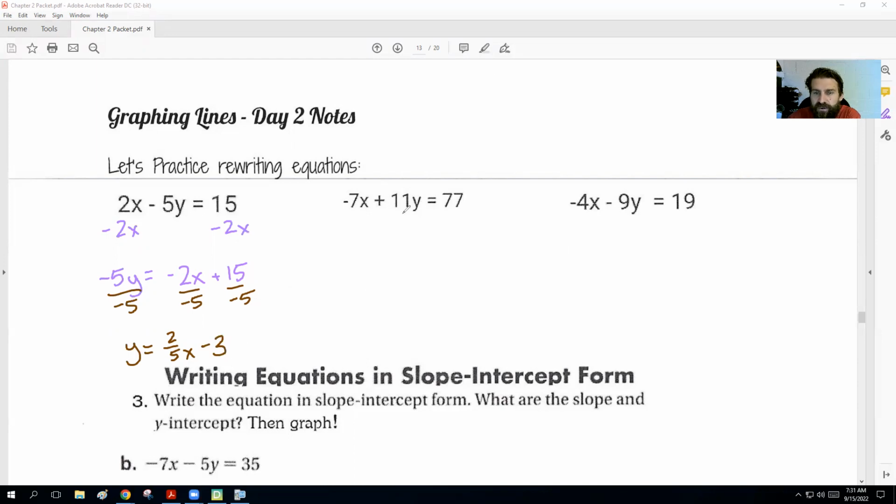All right, next one here, we want to get this y by itself. We're going to move the x over. If this is a negative 7x, we're going to add 7x over to the other side. So we get 11y equals 7x plus 77. Then we divide by the number next to the y. We're going to divide by 11. Once again, if that doesn't come out nice, leave it as a fraction. Fractions are our friends. So 7 over 11x plus 77 divided by 11. That one comes out nice. That is 7.